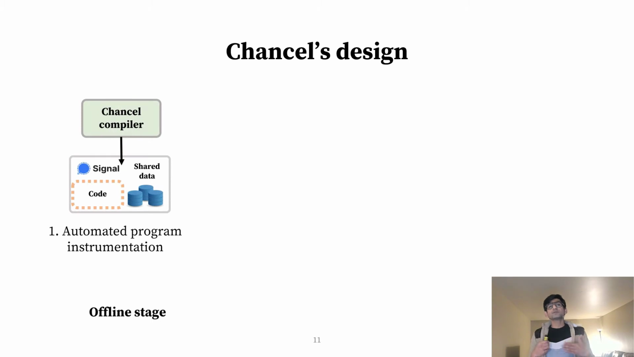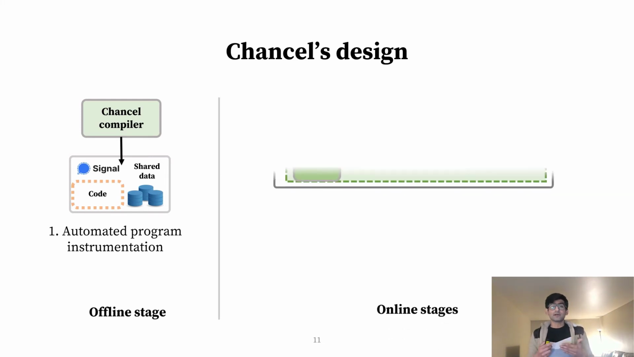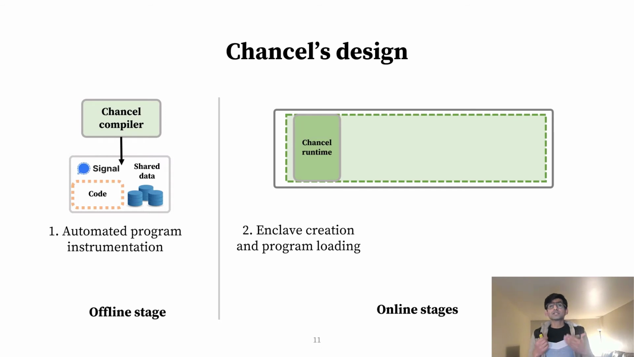So the first part of Chancel is an offline stage where the program developer must use Chancel's compiler to compile a binary that is compatible with Chancel. Bear in mind, this is completely automated. The next 3 phases are actually online. So first, Chancel will create an enclave into which it will install its runtime.